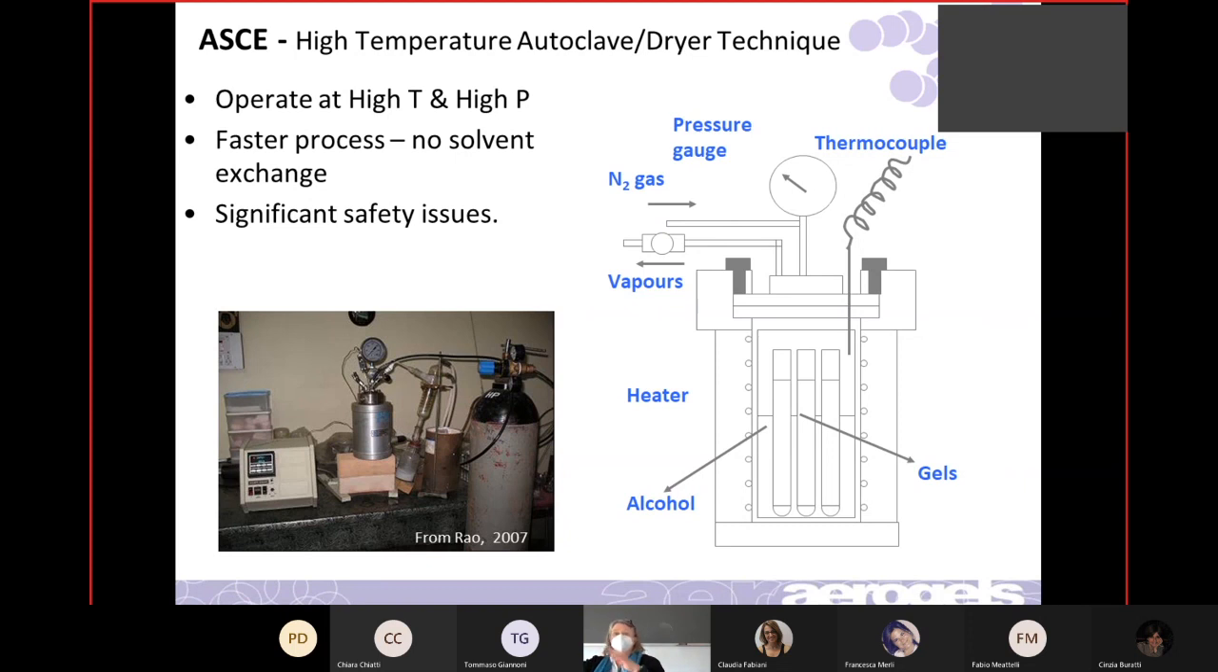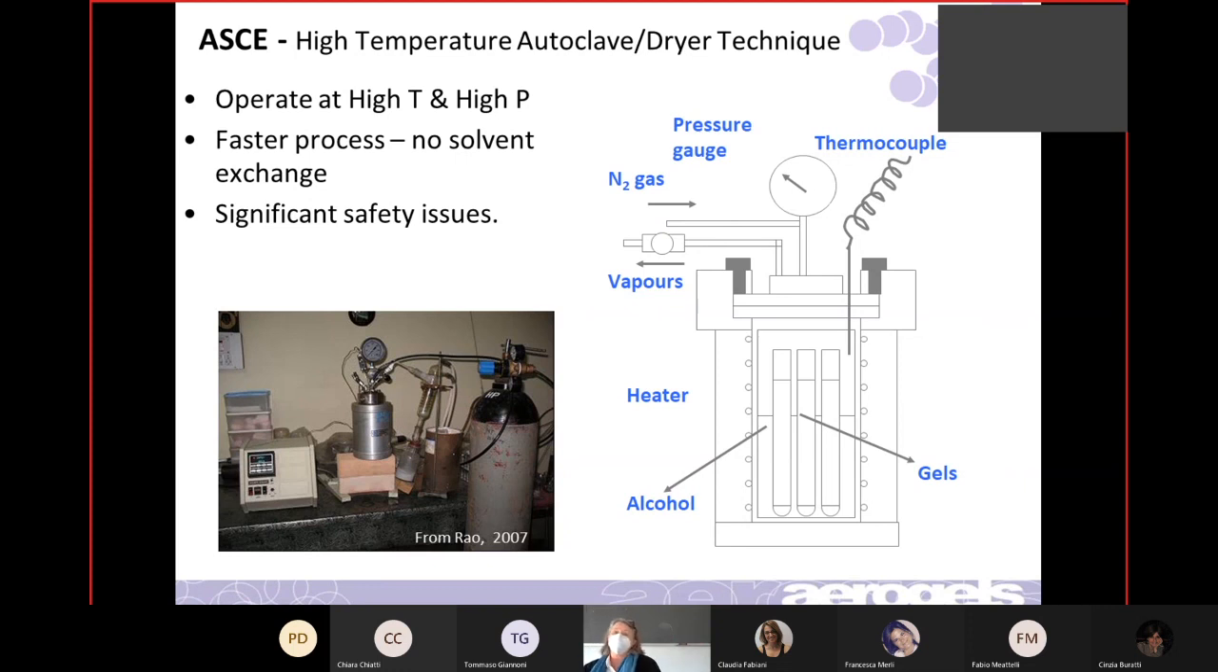So this is much faster than the other methods I showed you because you're not doing any solvent exchange. You're making the aerogel, sticking it in, so they might make the aerogel, maybe they age it a little bit, maybe in a few hours. They put it in here in maybe 4 or 5 hours, probably a day in this method to make an aerogel.